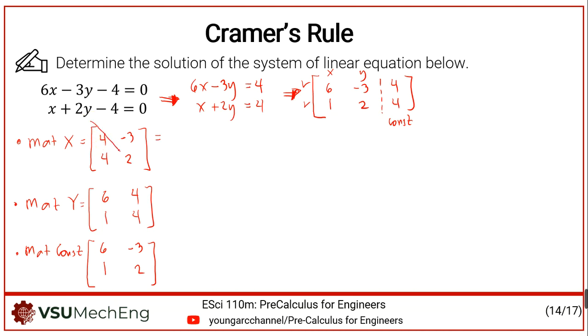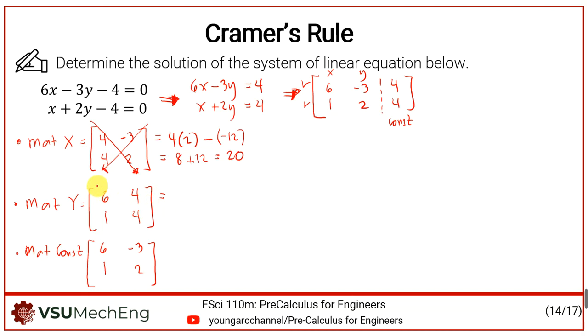So the first term is for the diagonal from top left to bottom right, so 4 times 2, then minus the opposite diagonal, we have negative 3 times 4, that will give us negative 12. Simplifying further, this is 8 plus 12, that will give us positive 20. So this is the determinant of our matrix X.